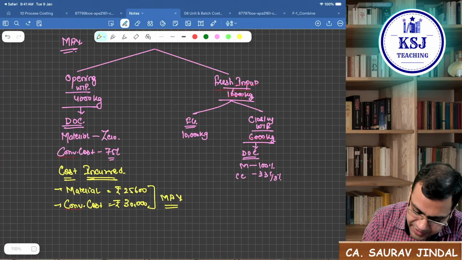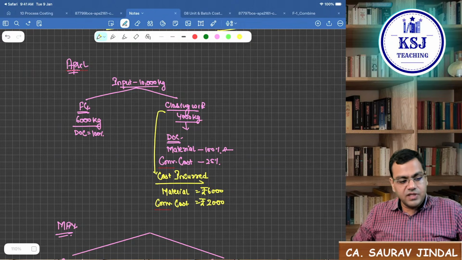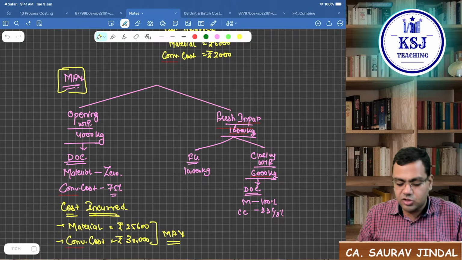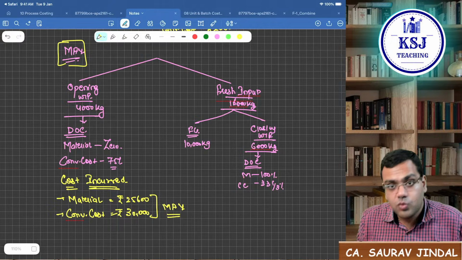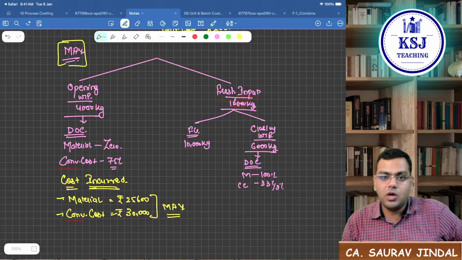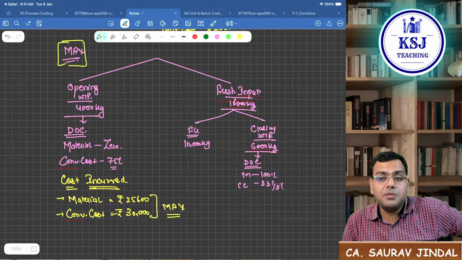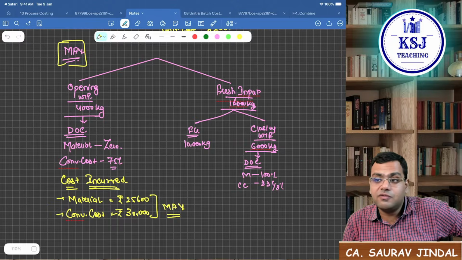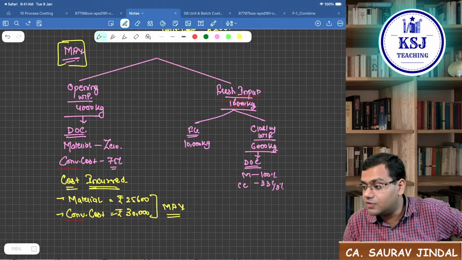So this is the complete question for you. Now, to solve this part, for the month of May, we have to find out the valuation of finished goods and the closing WIP valuation. So we will prepare the statement of equivalent production, the statement of cost per equivalent unit, the valuation of finished goods, and the valuation of closing WIP.